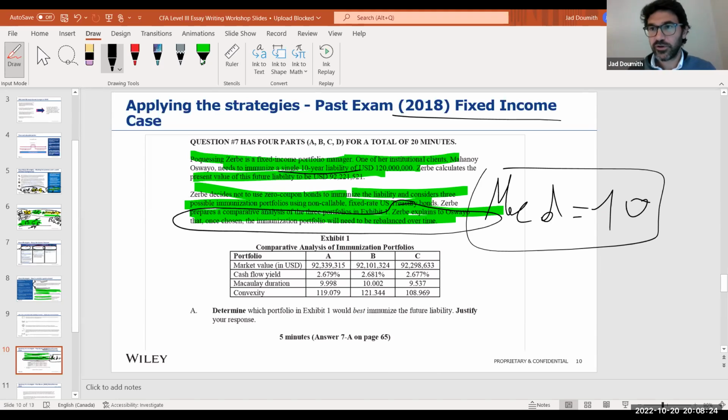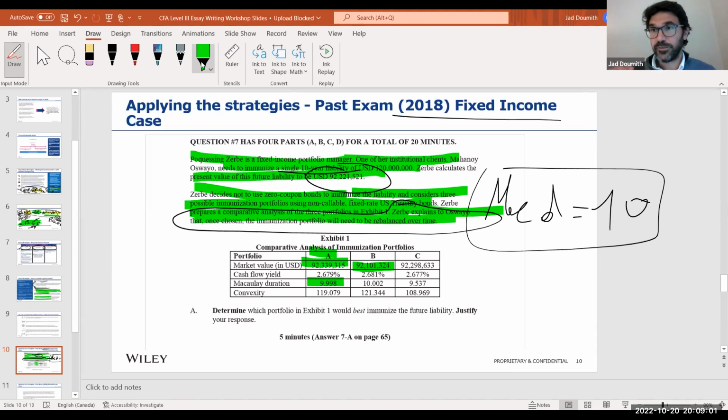Now, to be able to answer, we know what the conditions are. If I look at portfolio A, I see that it has a Macaulay duration equal to that of the liability, virtually, which is 10. I see that it has a market value that exceeds the market value of the liability. But of course, I need to look at B and C to check if A is better or not. I can quickly disqualify portfolio B because the present value of the assets falls short of that of the liability. So this is disqualified.